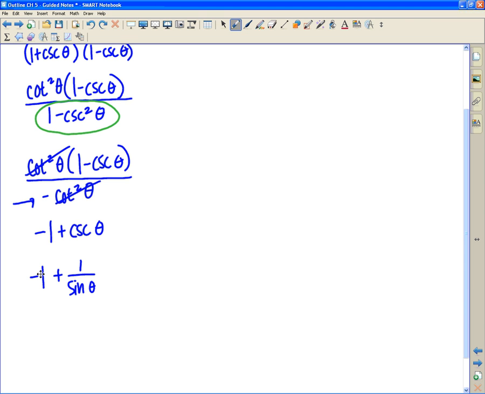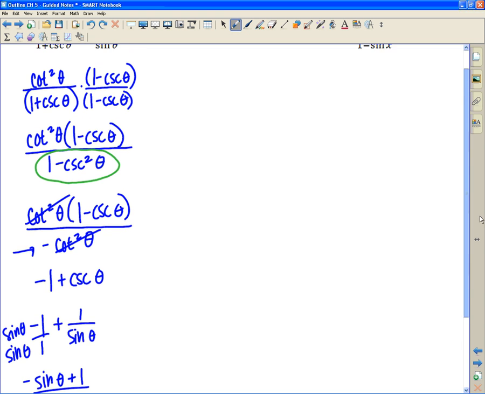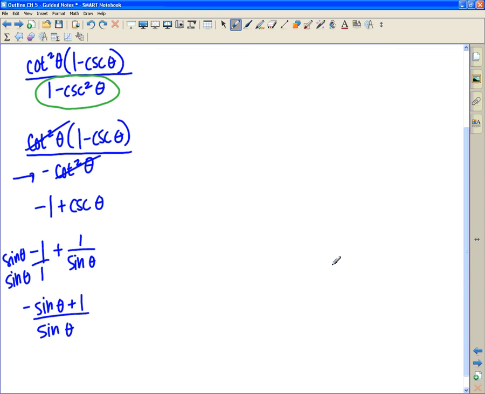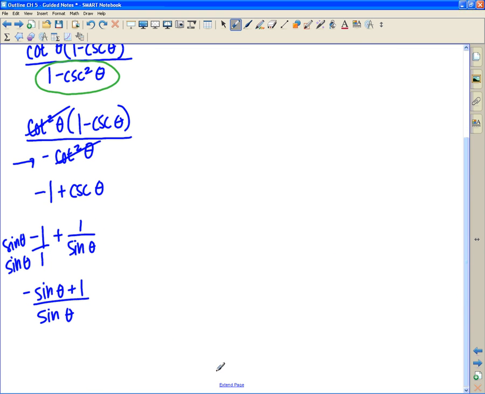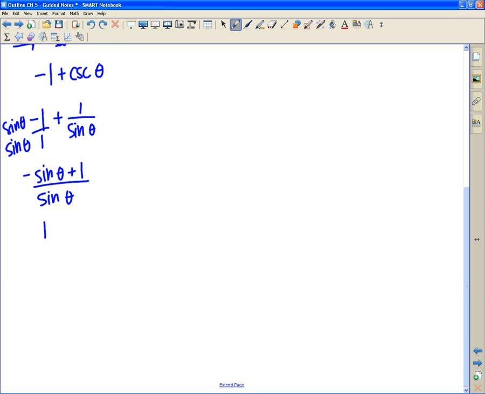Right now I have 2 terms and I would like to get a common denominator of sine. So this actually isn't looking too bad. So this is really over 1. Multiply it by sine of theta and sine of theta. Right now I have negative sine of theta plus 1 over sine of theta. And if I believe I remember this correctly, all I'd have to do is use the commutative property to write this as 1 minus sine of theta over sine of theta.